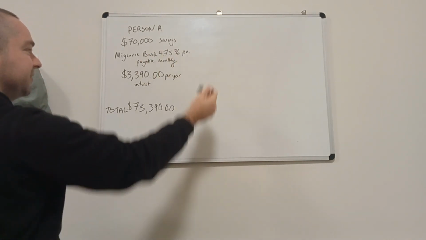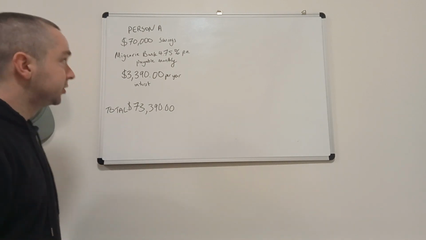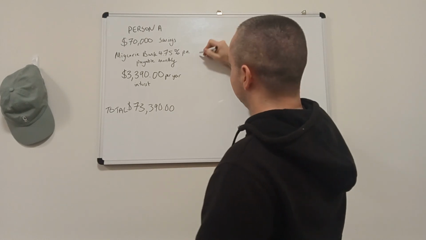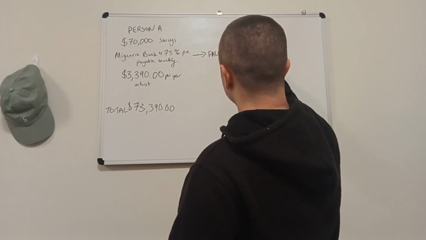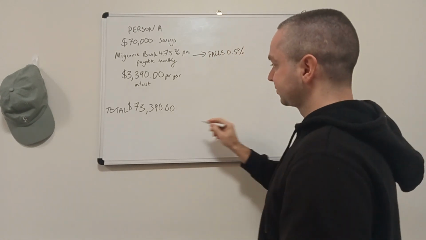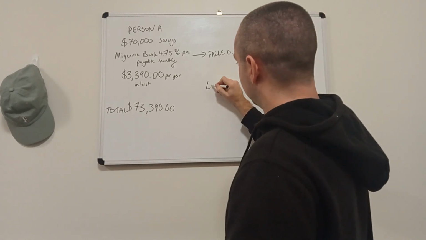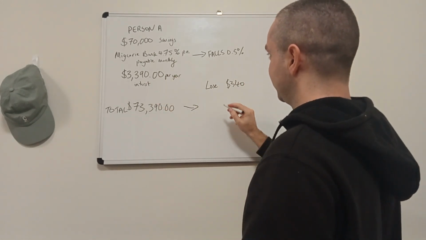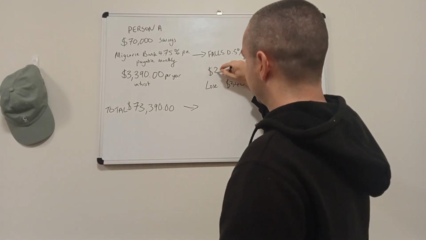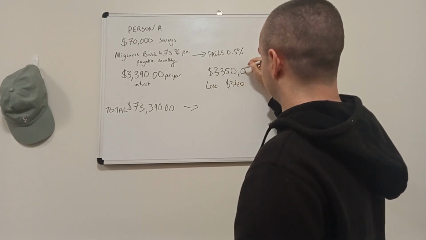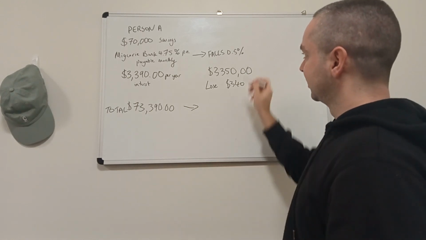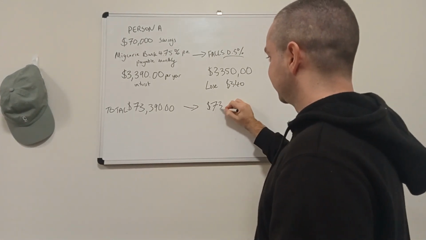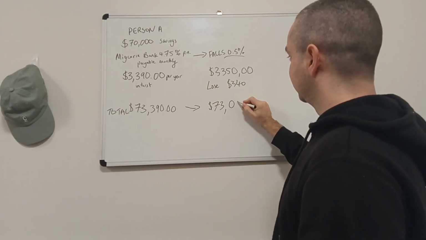However, that 4.75% interest per annum is a variable rate. So, if person A in situation 2, if the reserve rate falls 0.5% per year, a moderate fall, they would then lose about $340 worth of that interest income. So instead of receiving $3,390 per year, they would be receiving $3,350 per year. So $340 of that interest would be at risk due to a falling rate environment, leaving them with $73,050.